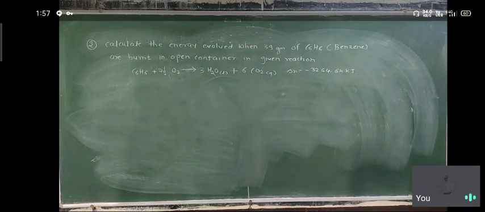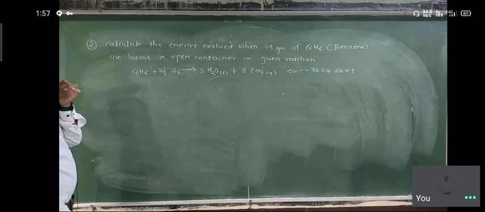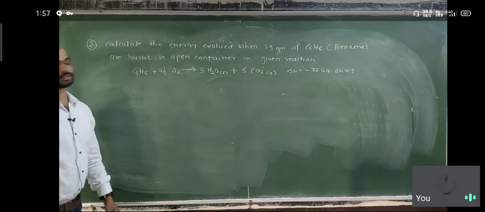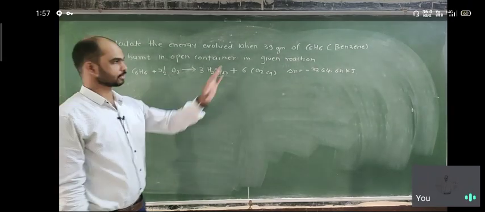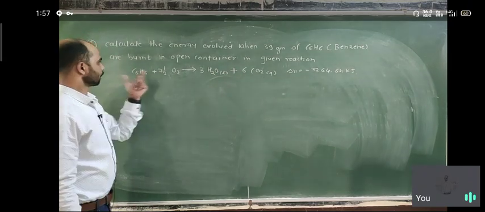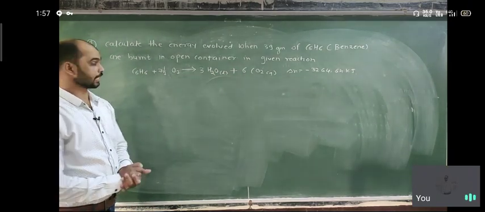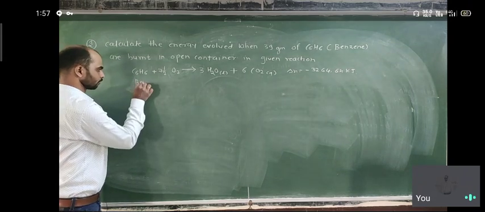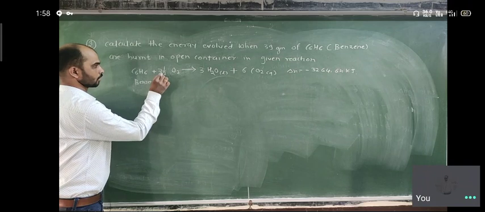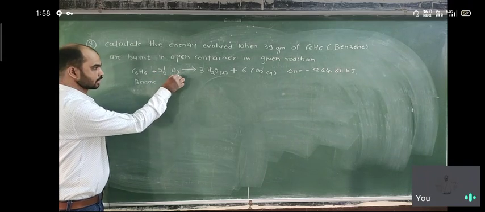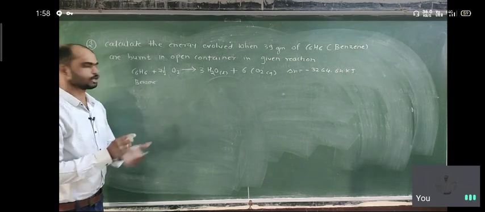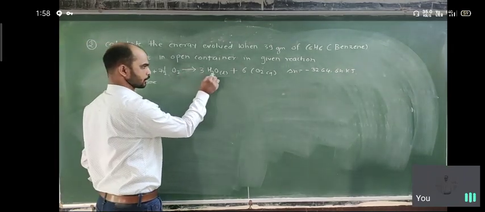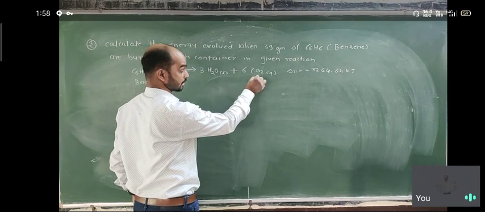Here we are going to discuss one more example, the third example given to you. Calculate the energy evolved when 39 gram of C6H6, that means benzene, is burned in an open container in the given reaction. The reaction is given: C6H6 plus 7 by 2 O2 molecules gives 3 H2O plus 6 CO2.